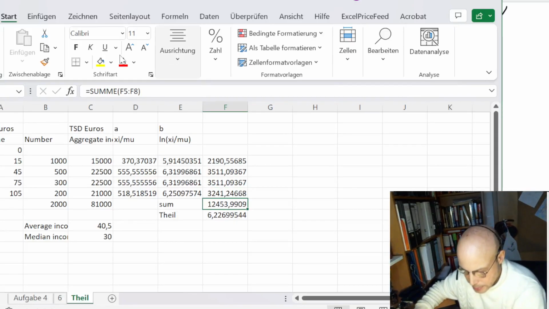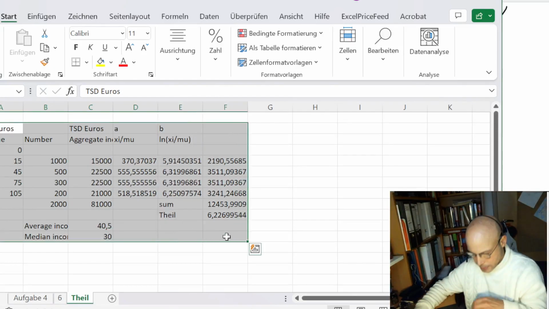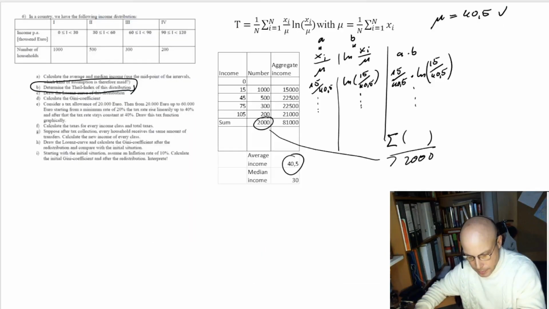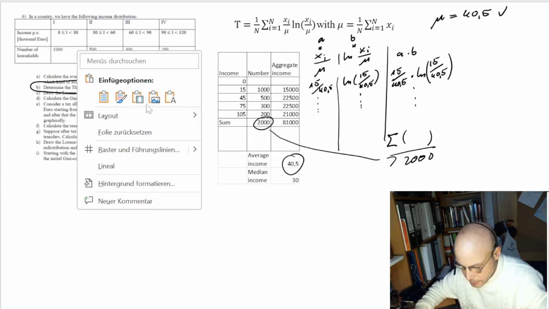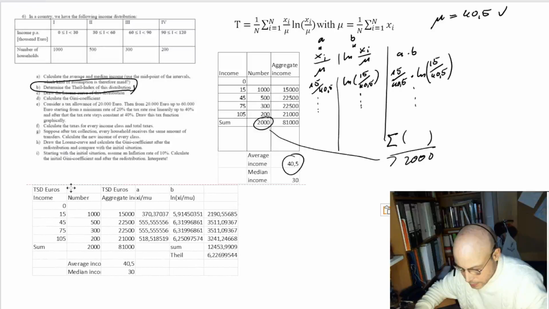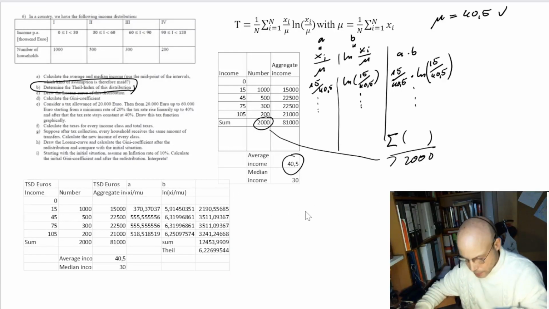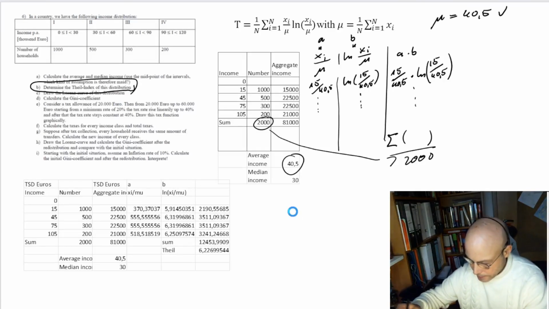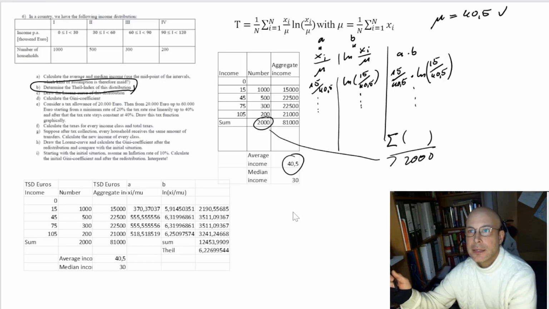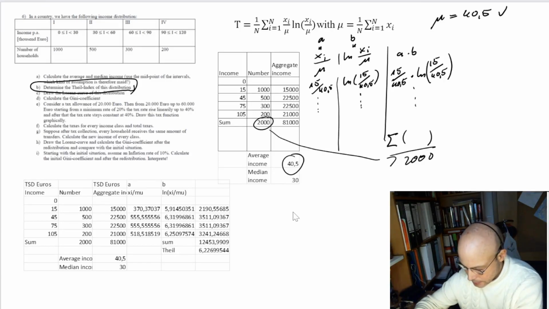Okay, then let's take this also here and copy. Let me have it here. Okay, but now hopefully we are done with the exercise, and I have not forgotten any other exercise. Okay?